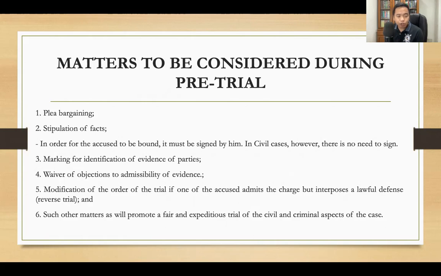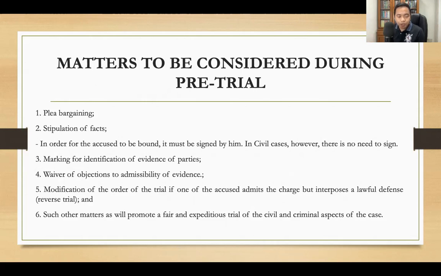Now, number three, marking for identification of evidence of parties. Now, during pretrial in criminal cases, the prosecution and the accused will mark the evidence to be presented during the course of the trial. When you say marking, this is the process wherein the documents are assigned a label. For example, the check in a prosecution for bouncing checks or BP 22, the check which bounced can be marked by the prosecution as Exhibit A, and then the demand letter to make good the check as Exhibit B. So the documents will be marked. It's going to be assigned its particular letter for the prosecution and number for the defense. So for the defense, the list of documents will be marked as 1, 2, 3, 4, and then for the prosecution, A, B, C, D, etc.